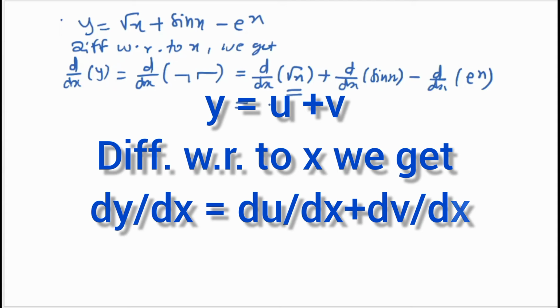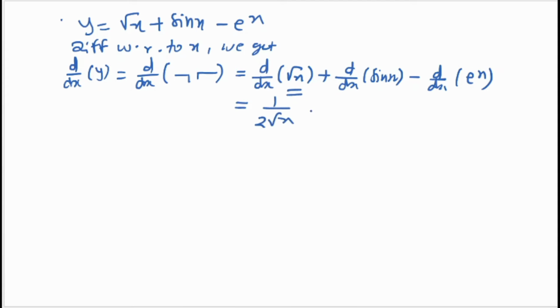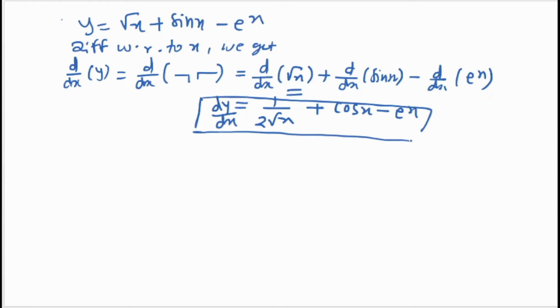So what is the formula for root x? That is 1 upon 2 root x. Derivative of sin x, that is cos x, and the derivative of e raised to x, that is e raised to x, and this is dy by dx. In such a way you can solve the example based on the addition and subtraction property of derivative.